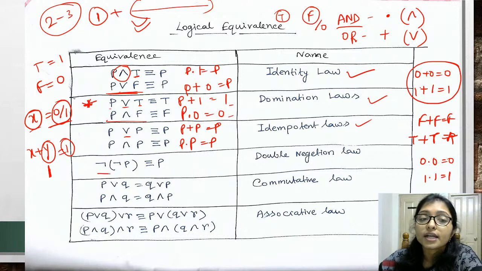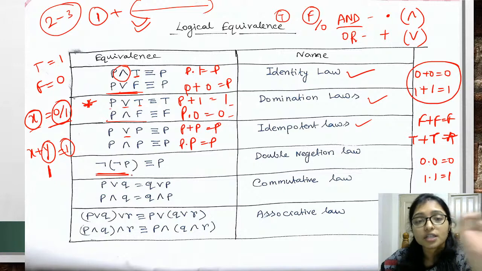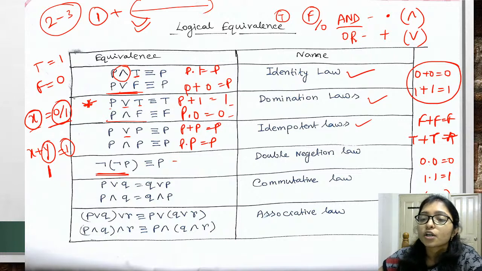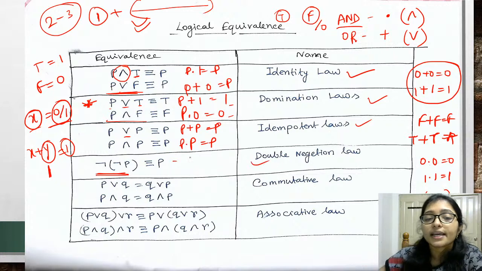Now double negation. This is the double negation, means not and inside it again not, so it is coming P only. Because not not 0, what will come? It will be not 1, that is 0 will come, right? Not not 0 means not 1 means 0 will come, that is the same is coming. This is called the double negation.